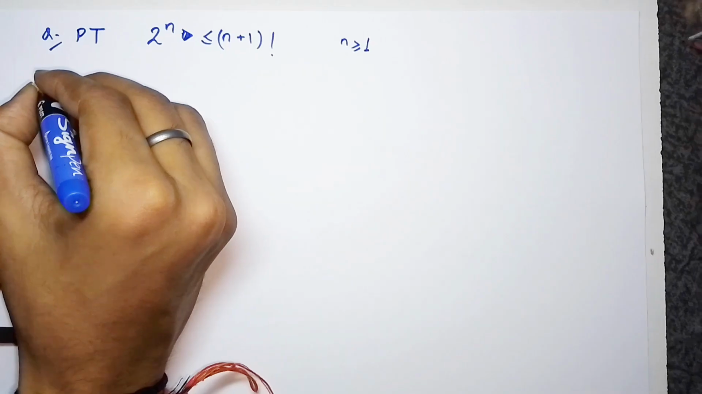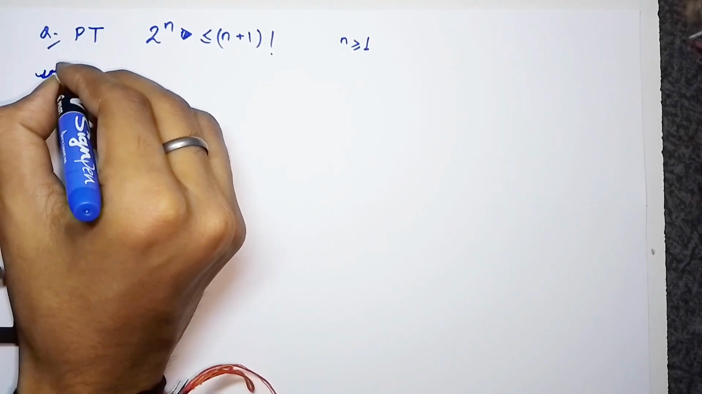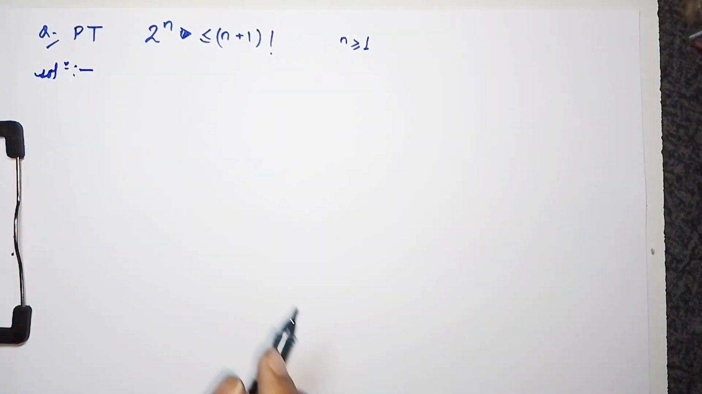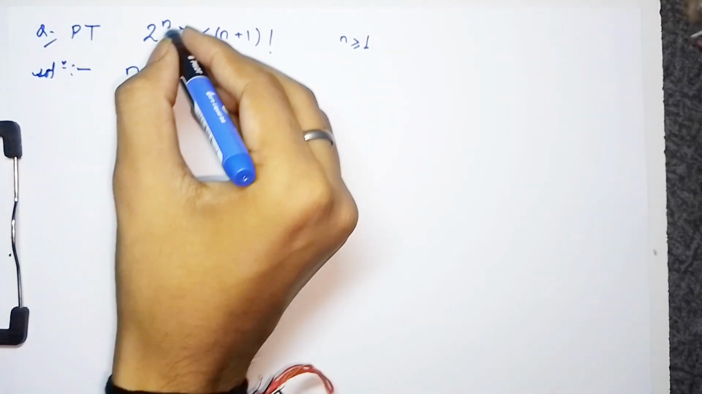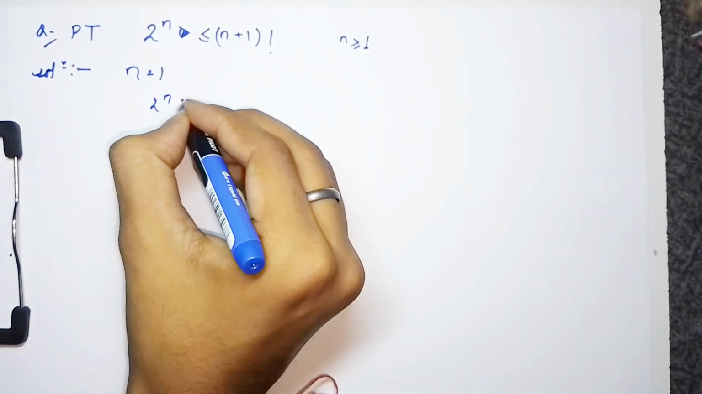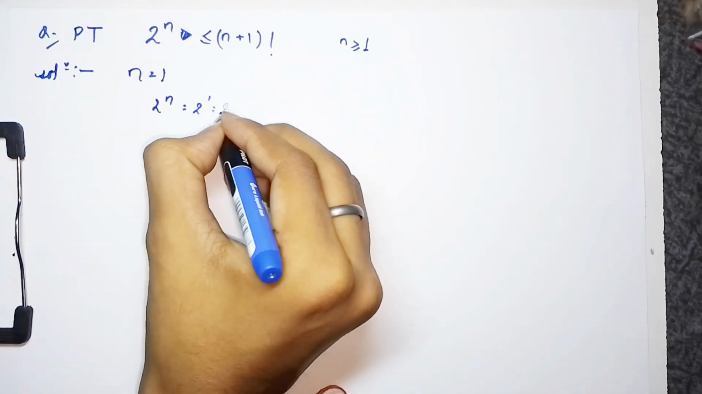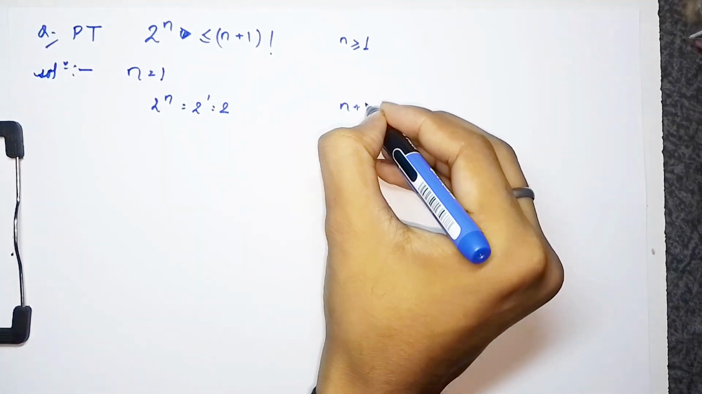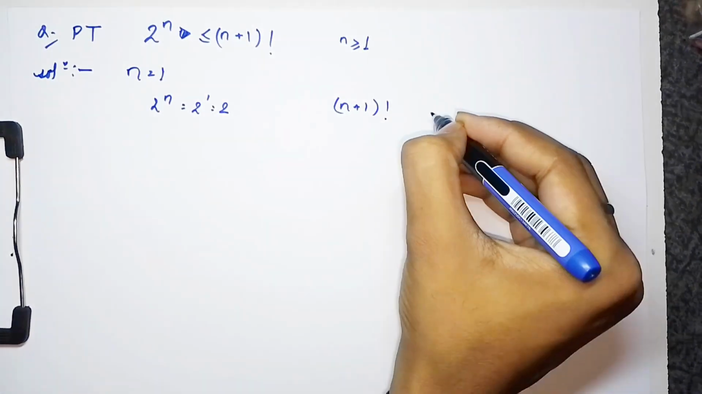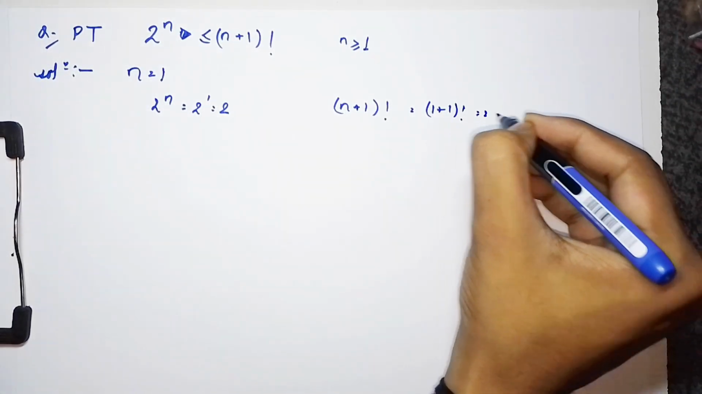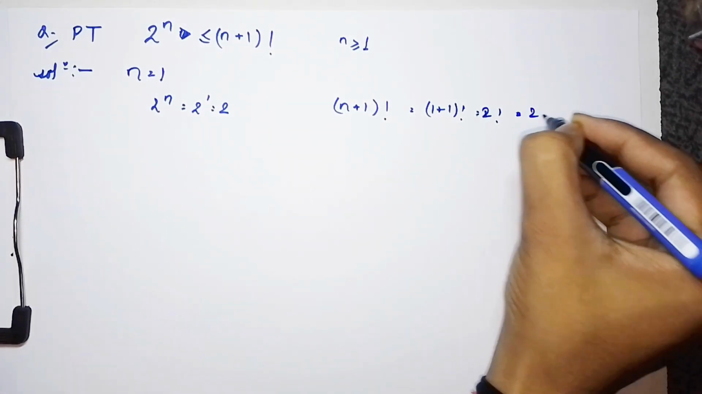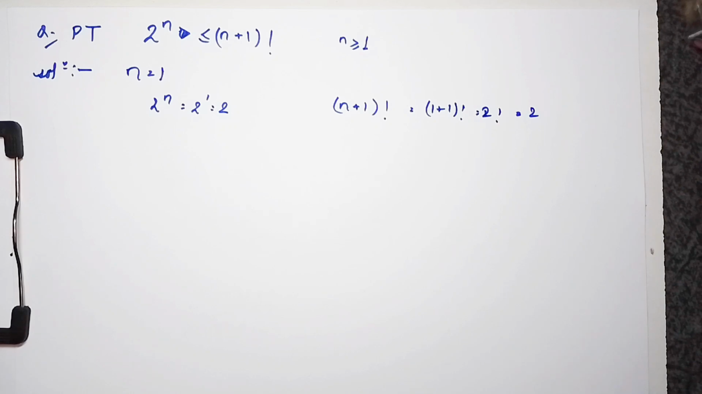Now let me also solve this problem, or rather prove this problem. So what does this problem say? Let's check for n equal to 1. For n equal to 1, 2 to the power n equals 2 to the power 1, that is 2, and (n plus 1) factorial is equal to (1 plus 1) factorial, that is 2 factorial, that is equal to 2. Okay, so it is true for n equal to 1.